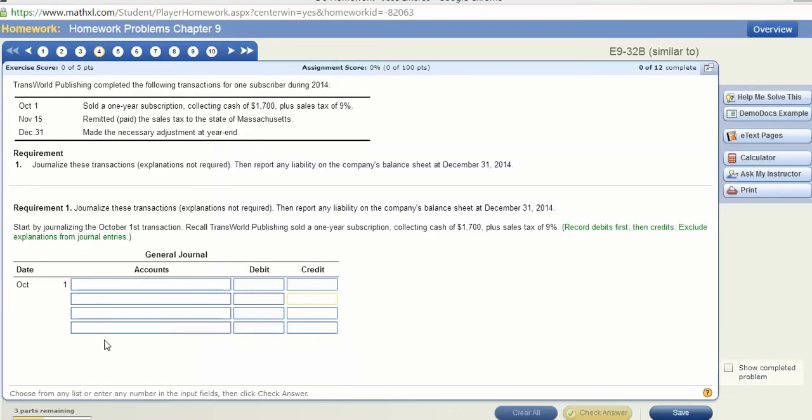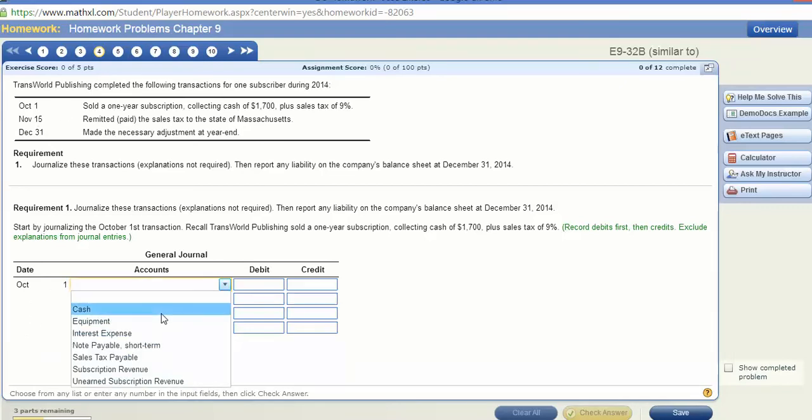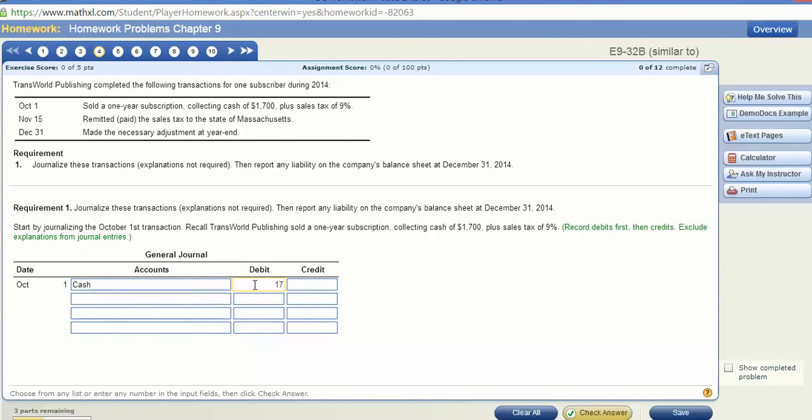Let me tell you the temptation you need to avoid on test day. When you see a problem like this and you're making your entries for October 1st, you're going to have a tendency to do this. You're going to say, sold one-year subscription, collecting cash at 1,700. You did not collect cash at 1,700. You collected cash at 1,700 plus, that's what the English word plus means, sales tax of 9%.